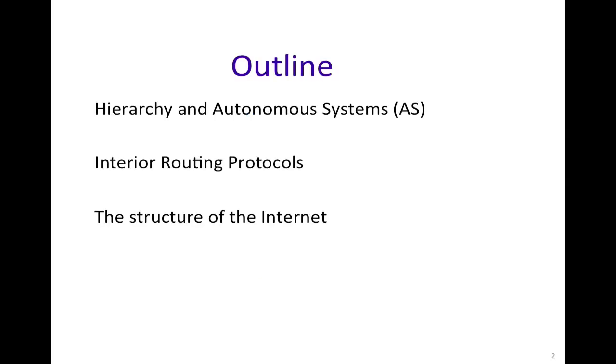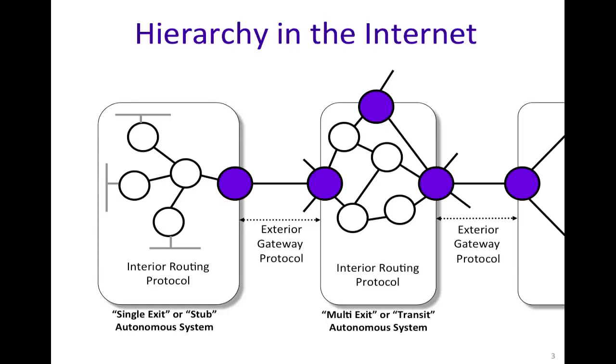I'm going to be talking about three main things. First of all, hierarchy and the decomposition of the internet into autonomous systems. The second is, within those autonomous systems, how we use the distance vector and link state algorithms that we've already seen. And the third one is the resulting structure of the internet. Let me start with the hierarchy.